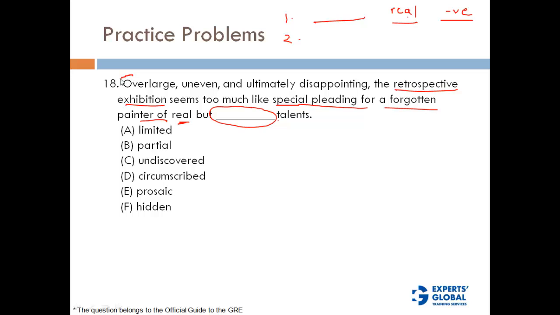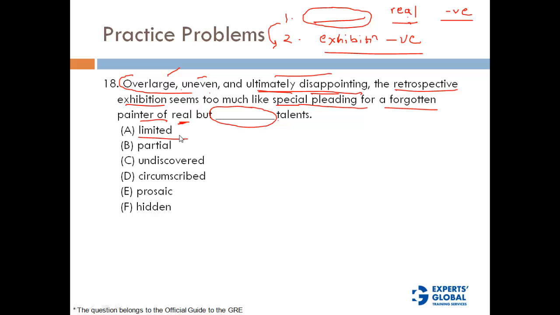Okay, the second idea is the exhibition itself was overlarge, uneven, and ultimately disappointing. So the exhibition was negative, something that the author did not like. It was overlarge, it was uneven, it was ultimately disappointing. So again we are looking for a word that is negative. Not necessarily very negative, because this painter was really a real painter as such. I mean, we can assume that he was good in painting, but there is some negative aspect which ultimately resulted in the exhibition being very negative or ultimately disappointing.